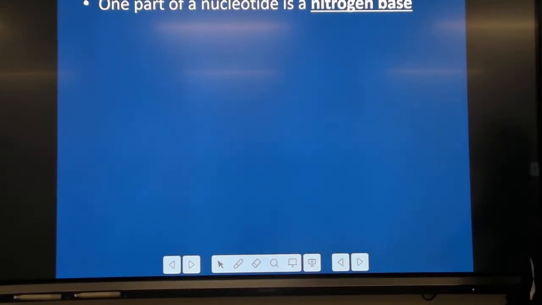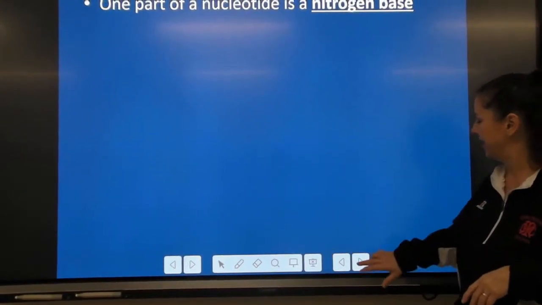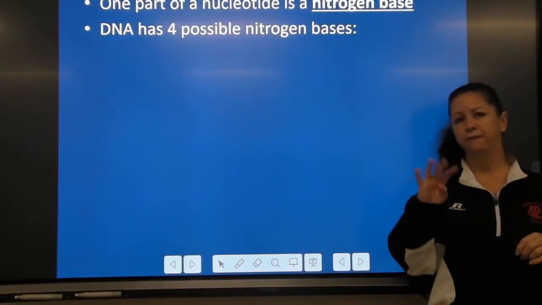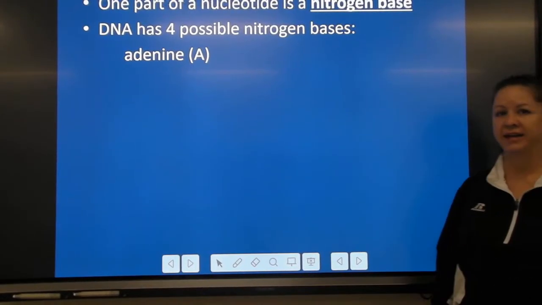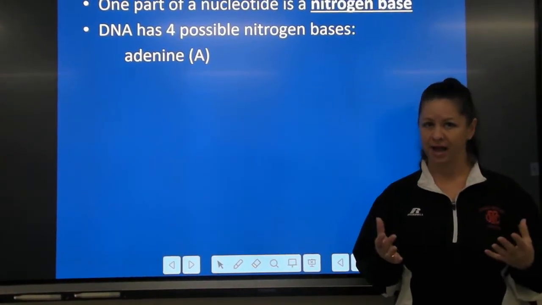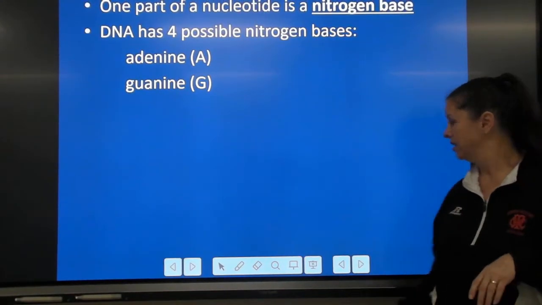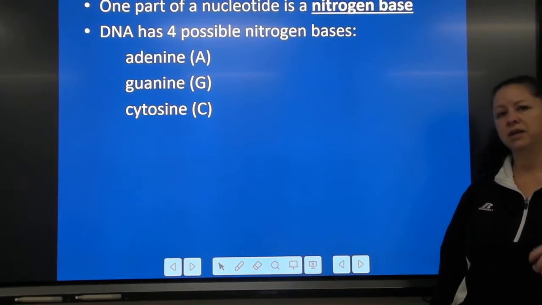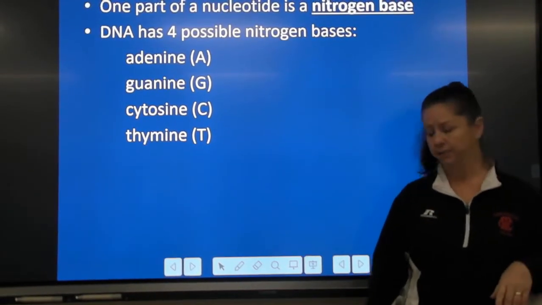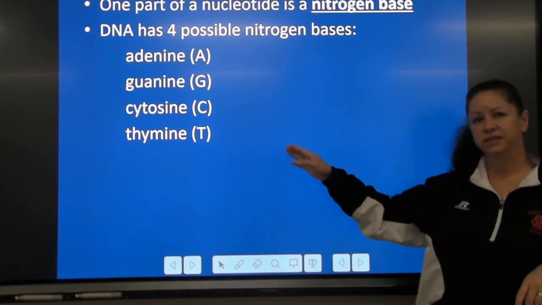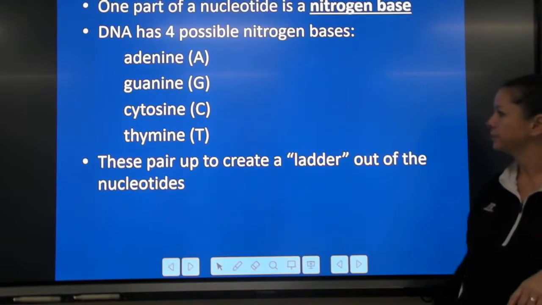Now, one of those parts in that nucleotide is a nitrogen base. And there are four possible nitrogen bases. Those four bases are adenine, which we abbreviate as a capital A, guanine, a capital G, cytosine, a capital C, and thymine, a capital T. All right, so A, G, C, T: adenine, guanine, cytosine, thymine.